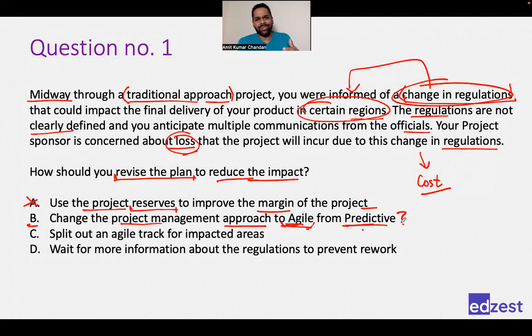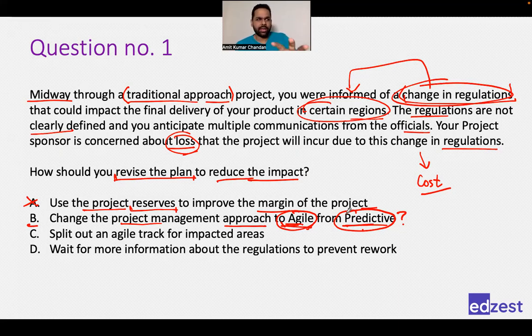Okay, I'm the trainer. I have made the question. I can do all these things, but how do you do it in the exam? See, in exam, whenever you see that there is an approach change for the entire project itself, be a little bit careful, be a little bit critical. Is it really necessary? Because think about it. It is not about this question. Think about your project. In your project, is it easy to change the entire approach from traditional to agile?